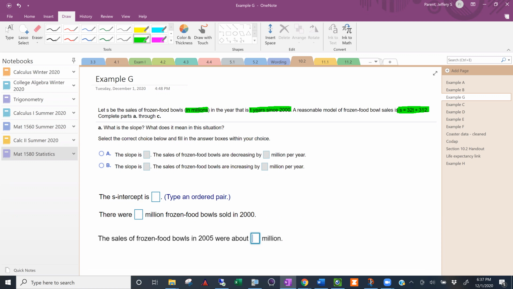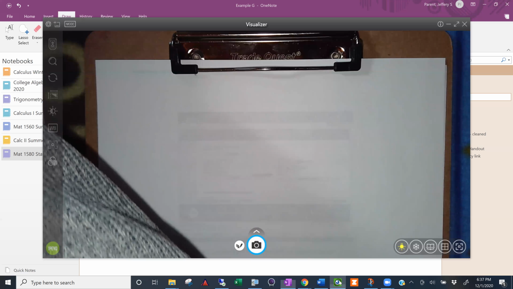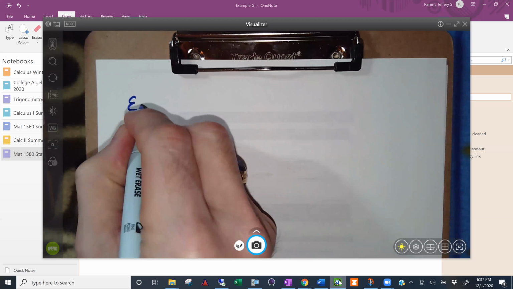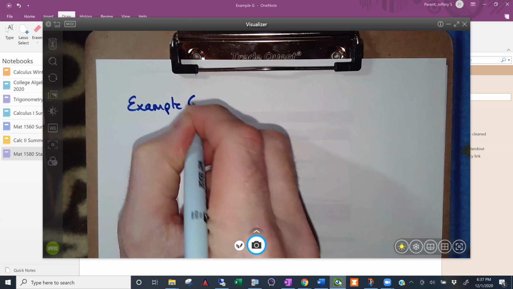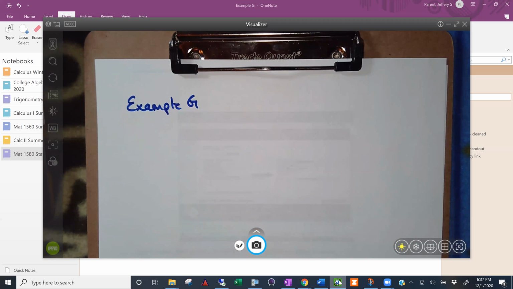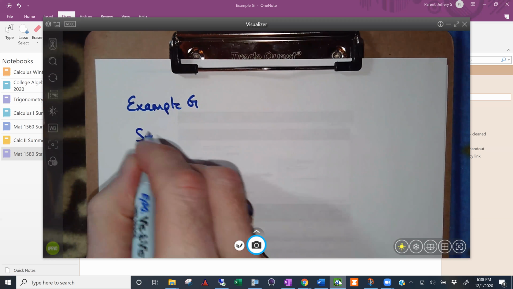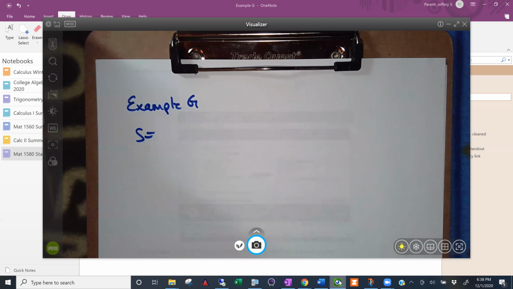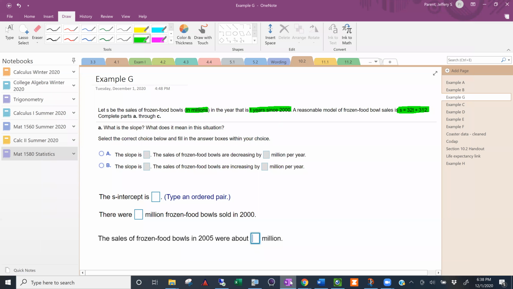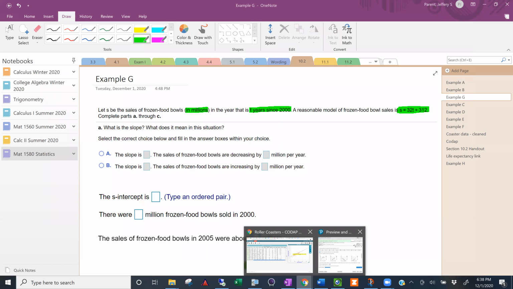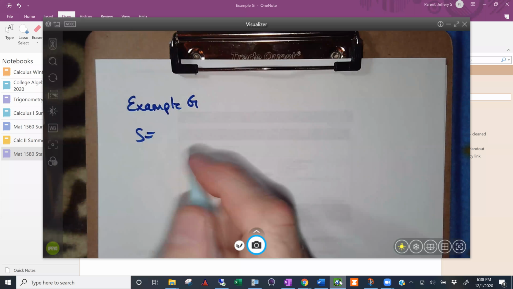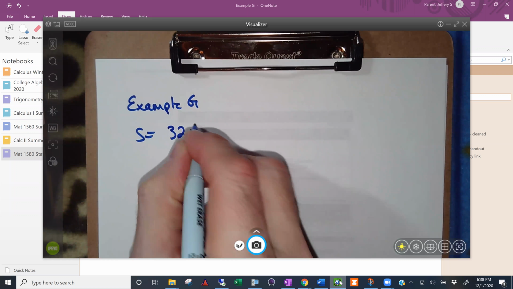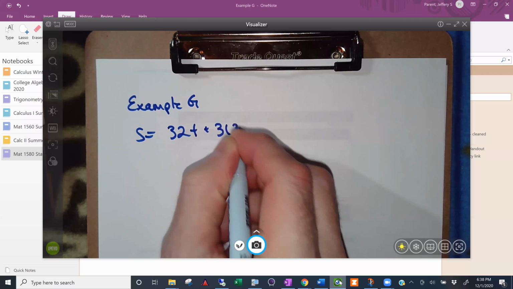This is kind of like interpreting that equation from our first example in the previous video. So let me switch over to here. This is example G. And I know I'm going out of order here. It's all right. S was equal to, what was it, 31 or 32? 32T plus 312.